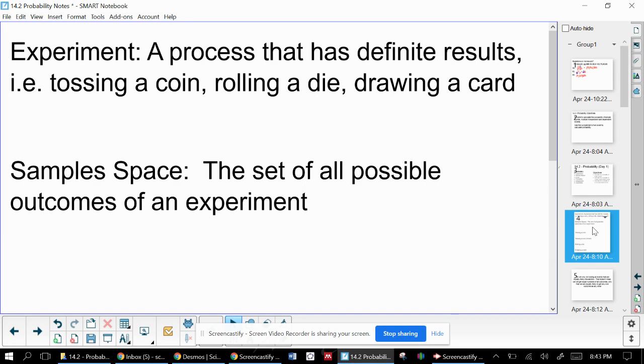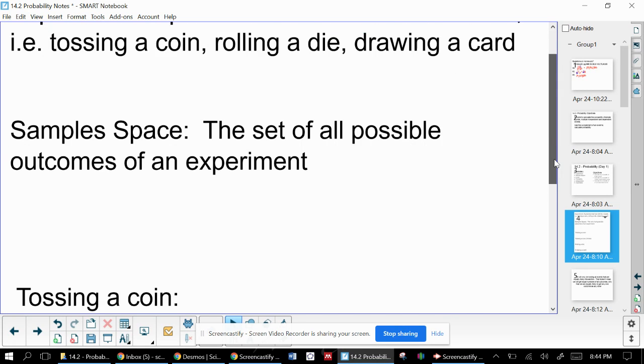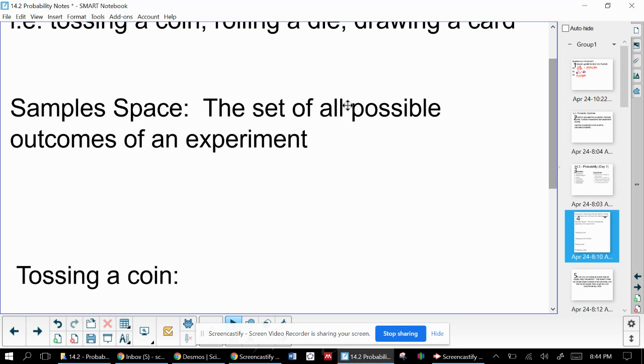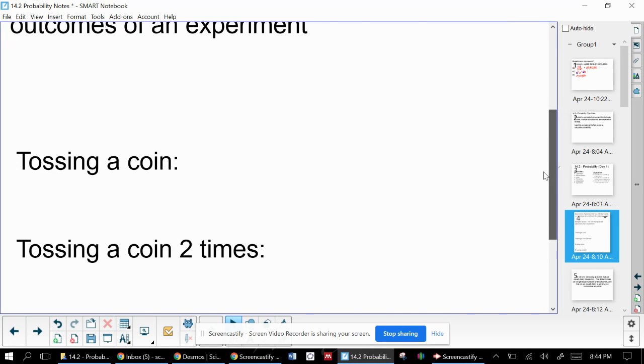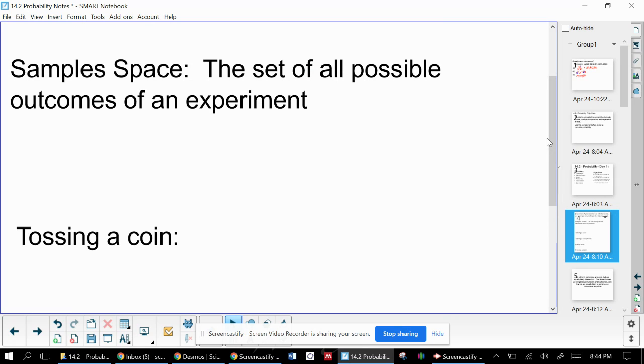So our first thing, an experiment, just a process that has a definite set of results. So like I said earlier, tossing a coin, rolling a die, drawing a card, something that you can list out all the possibilities of. And then that leads into this idea of a sample space. So a sample space is just that listing of all the possible options, or all the possible what we call outcomes of an experiment. So for something simple like tossing a coin, we've only got two different outcomes, presuming that we're tossing just a normal coin.